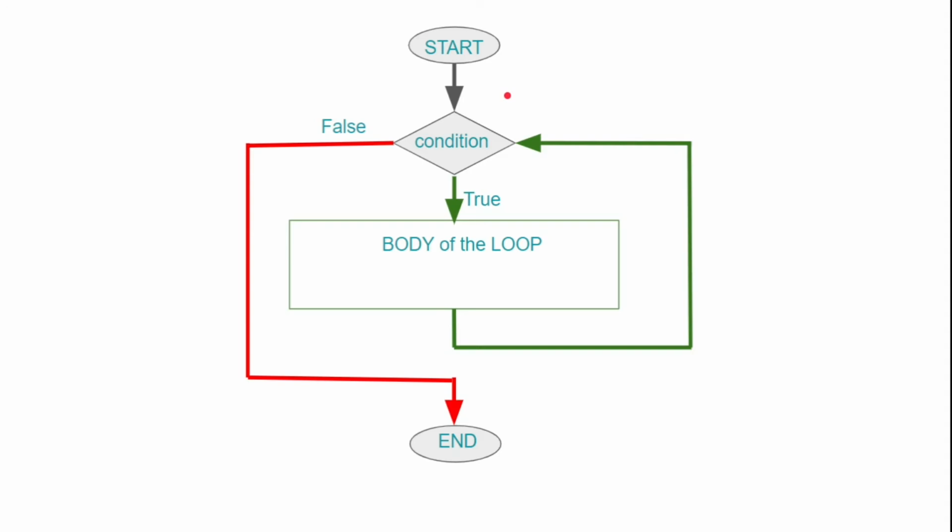This flowchart shows how a loop works. Here the start symbol represents all the code which will be executed before the loop, and here it represents all the code which will be executed after the loop. This part here is the condition of the loop. As long as this condition is true, the body of the loop will be executed, and after that again the control will go back to this point. At some point when this condition becomes false, the control goes out of the loop and starts executing whatever the next instruction is in the program.